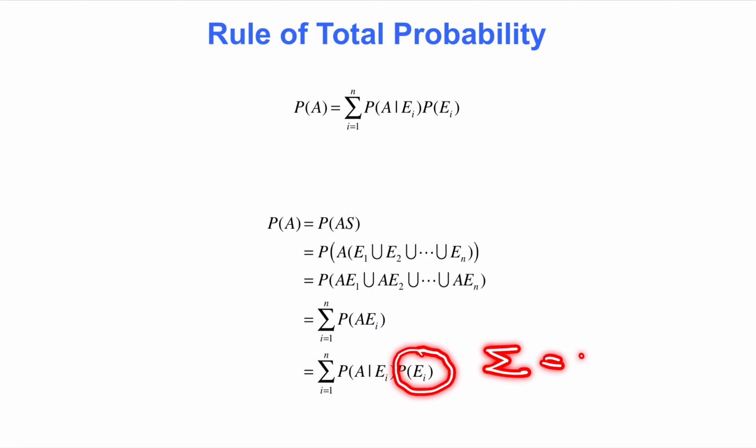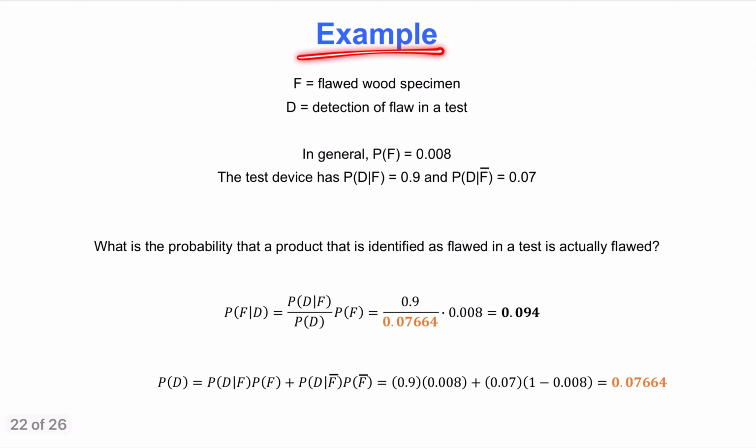Let us now look at an example of using Bayes' rule, where we will see that the rule of total probability is needed. We consider the manufacturing of a wood product that comes out of the factory as individual specimens. Unfortunately, some of the specimens are flawed. We let the symbol F denote the event that a specimen is flawed.